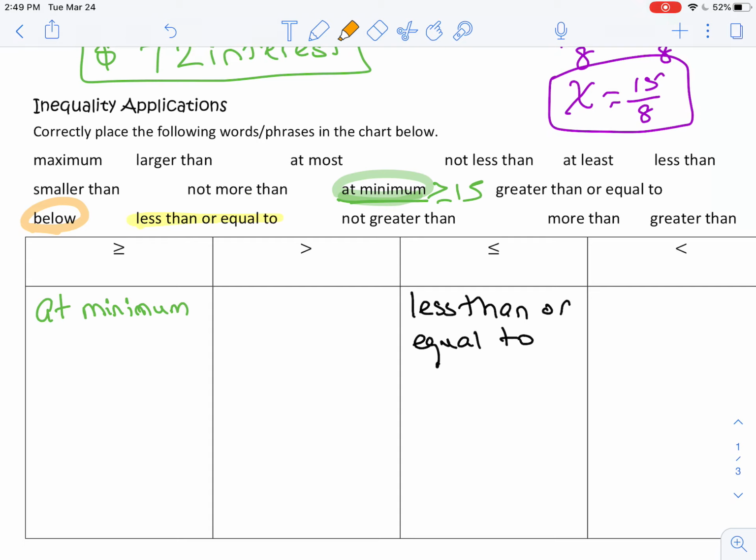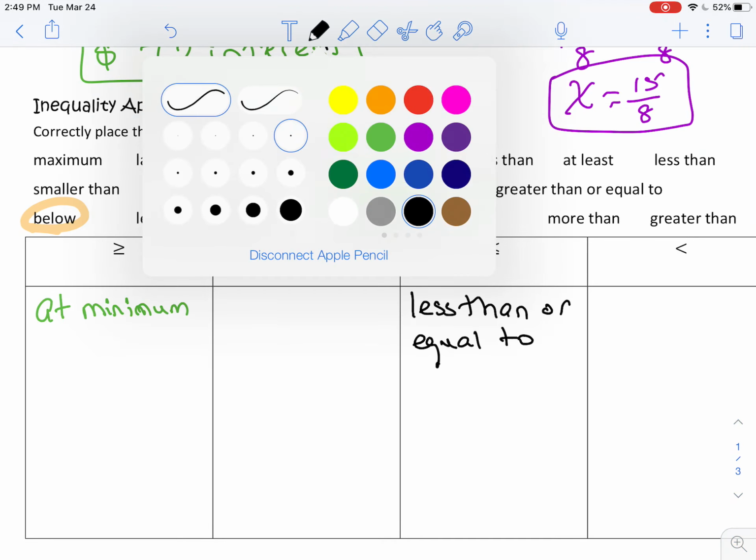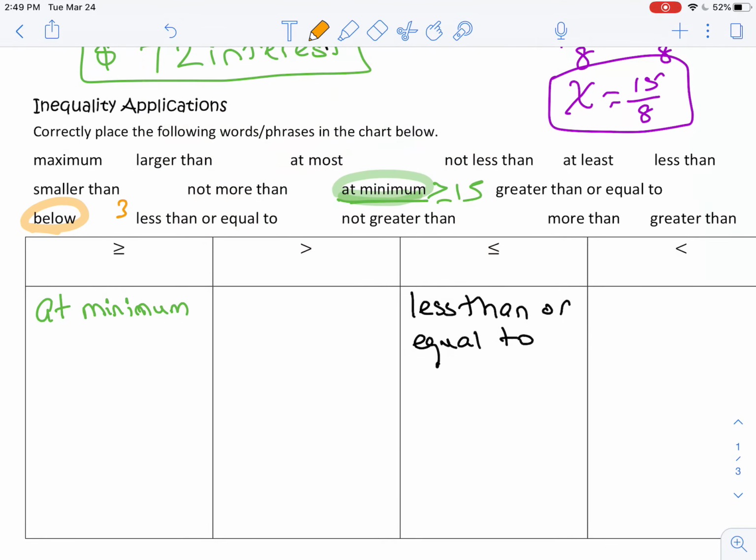All right. Let's do another one. Let's do below. If it's going to be below 30 degrees, could the temperature equal 30 degrees? Nope. It has to be less than 30 degrees. So below would be over here. Think about it.